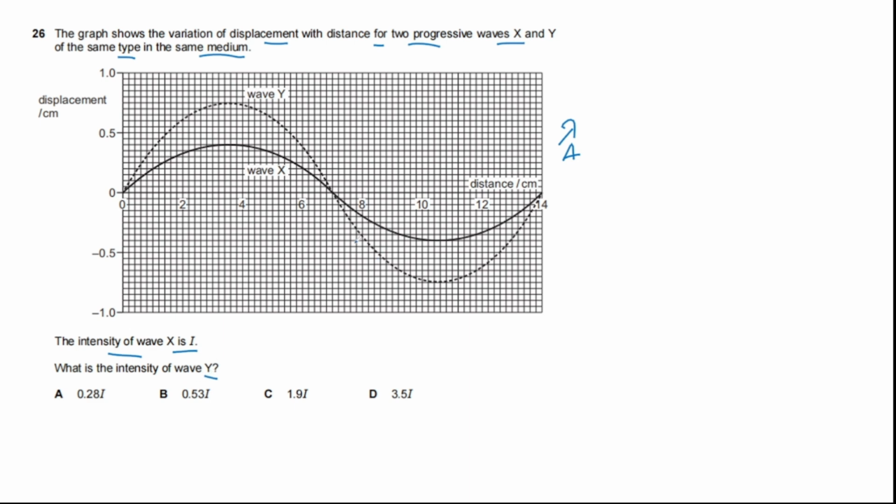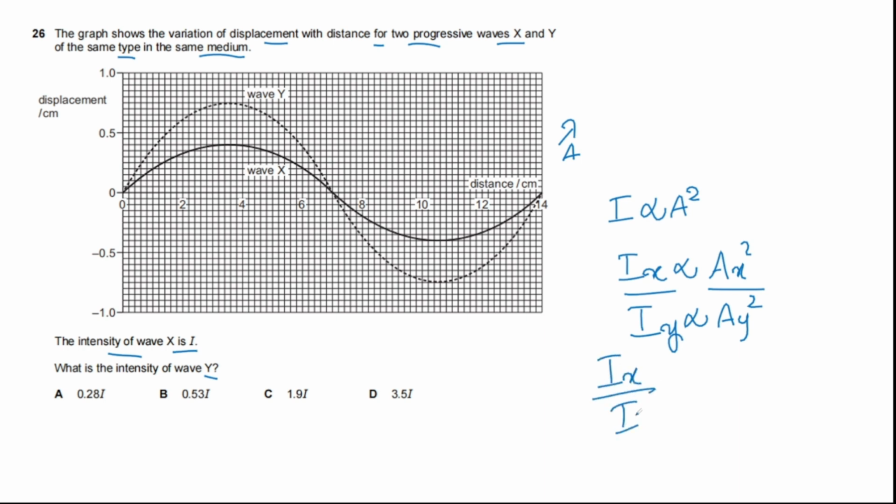So for the intensity, it is always proportional to the amplitude squared. For the first wave, Ix is proportional to ax squared. Same for the second wave Y, so Iy is proportional to ay squared. If you take the ratio, it will be Ix divided by Iy is equal to ax squared divided by ay squared, or you can take it as ax divided by ay whole squared. What you need is the intensity of the second wave, which is Iy.